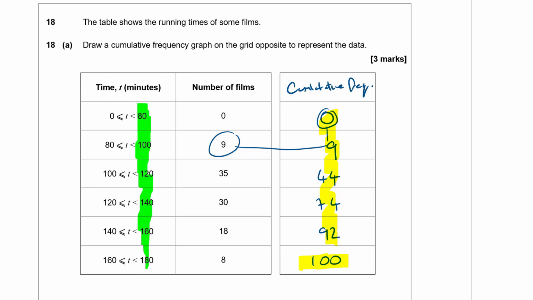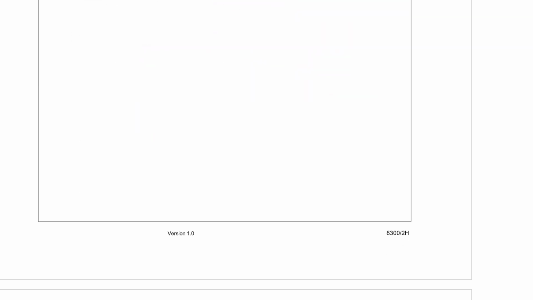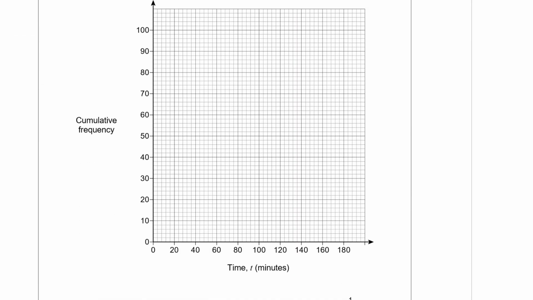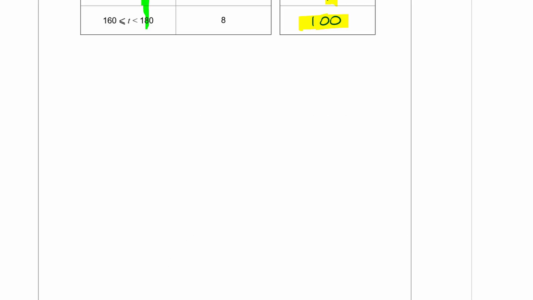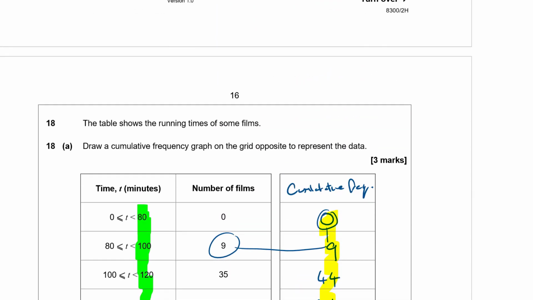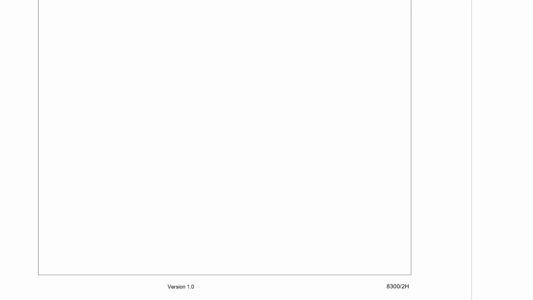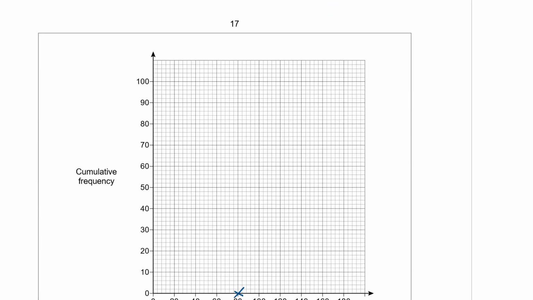Okay, so the first point I need to plot is 80 against 0. So 80 goes with 0. The next point is 9 goes with 100. So 100 goes with 9, and so on. I'm going to plot all the others, so I'll pause this, plot the others, and get back to you.